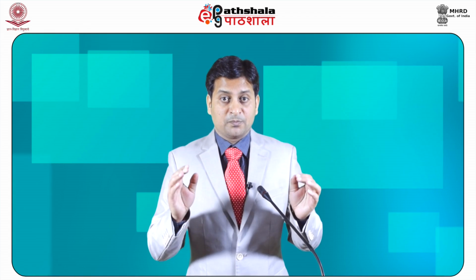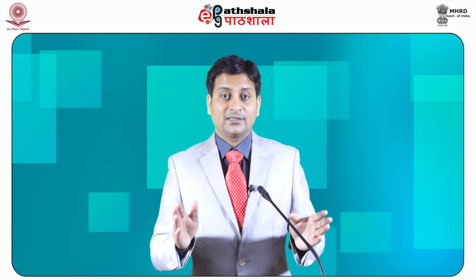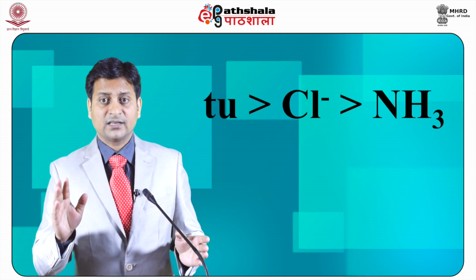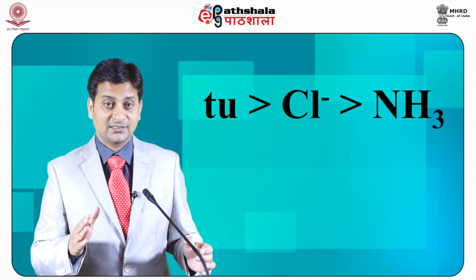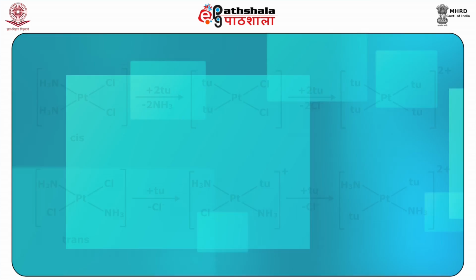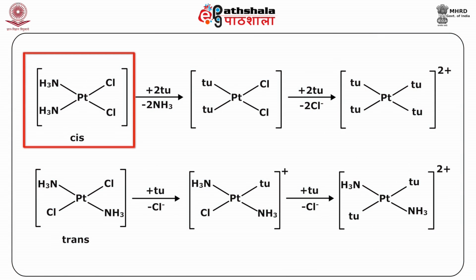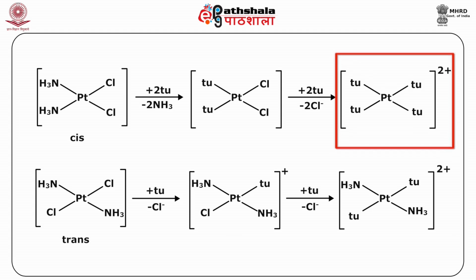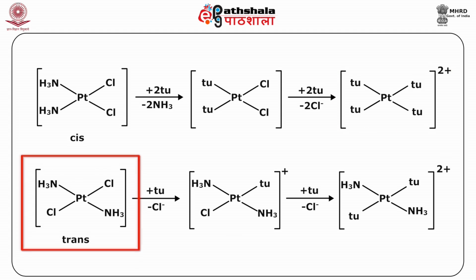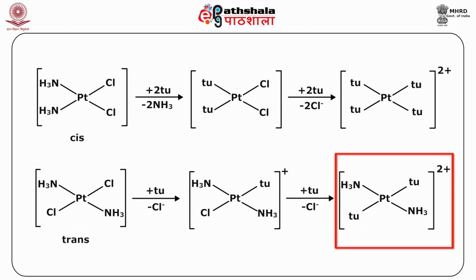So what happens? Both complexes react with thiourea under the same conditions. The trans effect of thiourea is greater than that of Cl minus and greater than NH3. Therefore, the cis platinum diammonia dichloro complex will form what? The tetrathiourea platinum complex, while the trans Pt(NH3)2Cl2 complex will form the Pt(NH3)2(thiourea)2 complex. Why? Because the trans effect is greater for thiourea than for chloride.